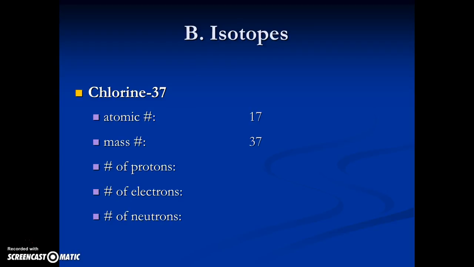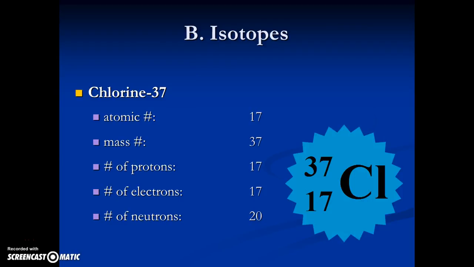So if it has an atomic number of 17, that means it has 17 protons. That means it has 17 electrons. The number of neutrons is going to be the difference between the mass number and the number of protons. That's going to be 20. And so we could write the nuclear symbol like you see in the lower right-hand corner. This would be a chlorine-37 atom. Remember, the top left number is the mass number, and the bottom left number is the atomic number.